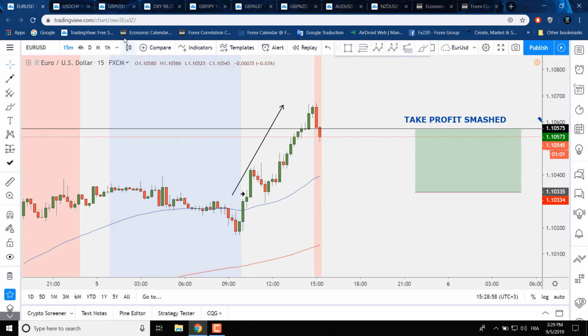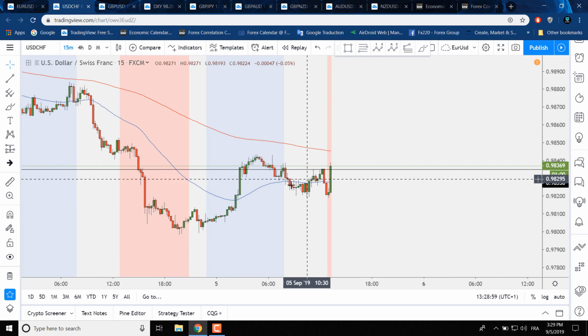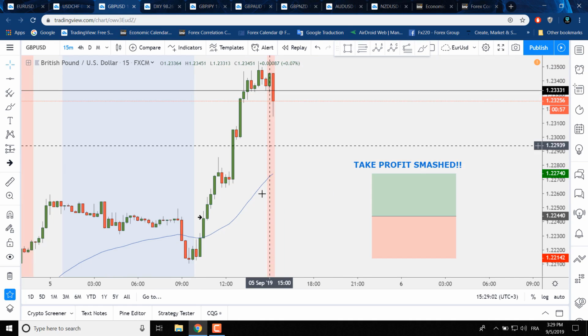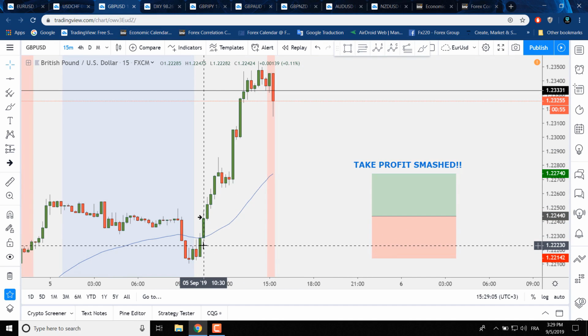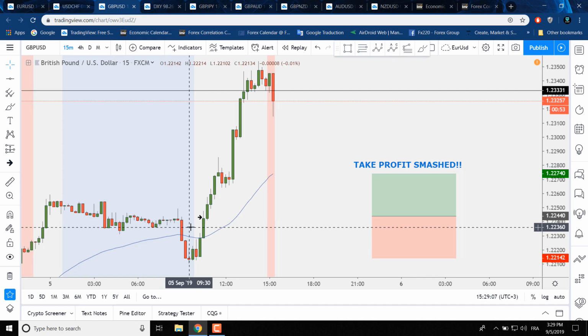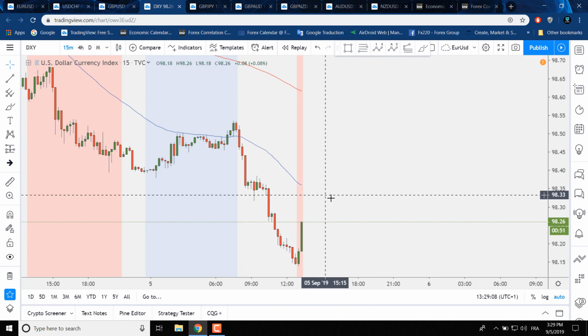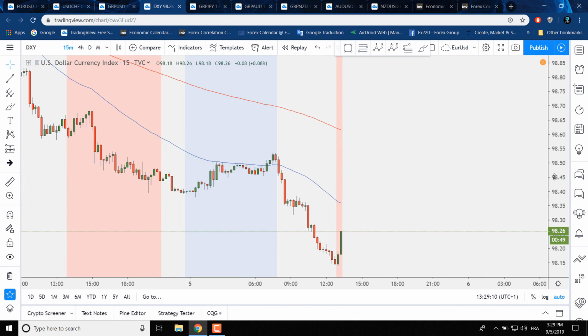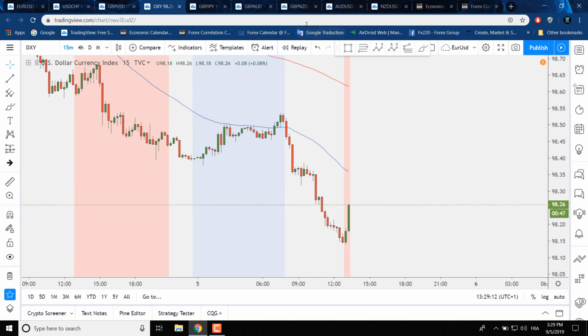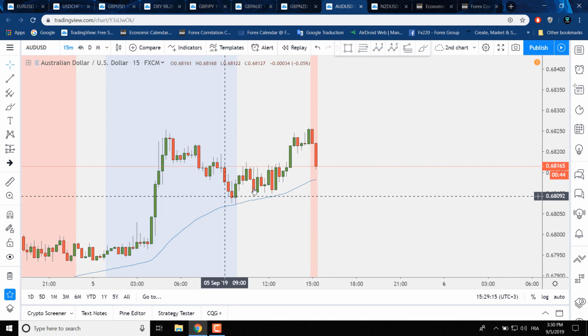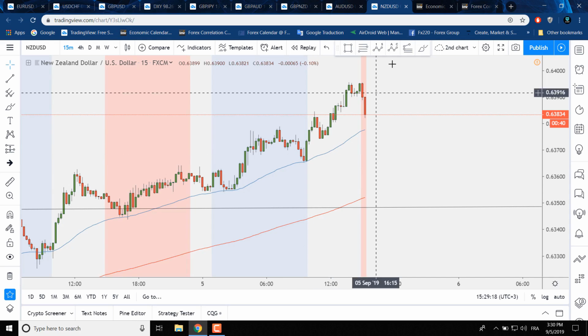So I basically checked all the other measures. I checked USD CHF around that time. I checked the pound USD. The pound was pointing up, which gave us a confirmation. I checked the dollar index, which was falling down, which also gave us strong confirmation. Aussie dollar as well was going up. NZD dollar was going up.